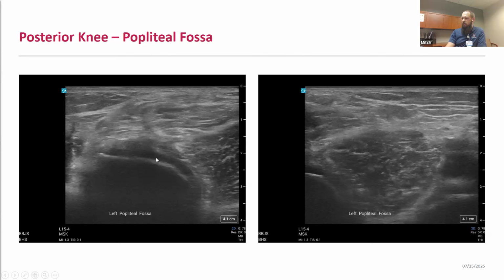And here we're looking at the knee in short axis. What I'm demonstrating here on the posterior medial aspect of the knee is the medial gastroc here at this area. And then more medial to that is the semimembranosus tendon.